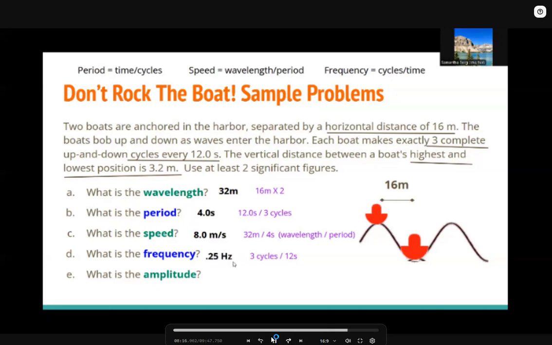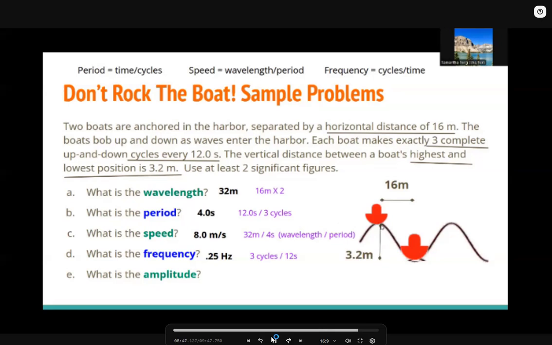Now our last question that we're going to do here is going to be about amplitude. And this is where I need to figure out my vertical distance, right? Our wavelength goes sideways, but our amplitude is going up and down. Now for this problem, I should say, the vertical distance between the boats' highest and lowest position is 3.2 meters. So I'm going to add that on my drawing. It's going to make it easier for me to visualize what I'm actually looking at. So 3.2 meters is the distance from the tallest point of my boats to the shortest point of my boats.